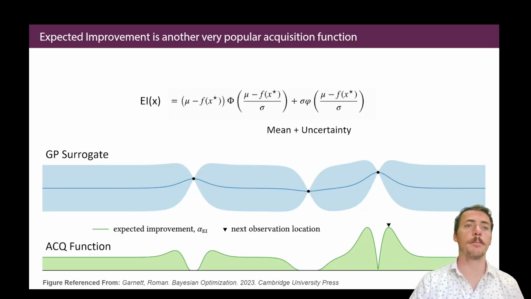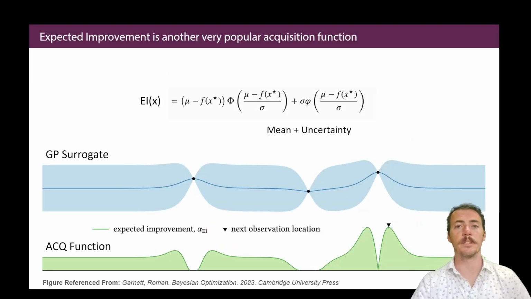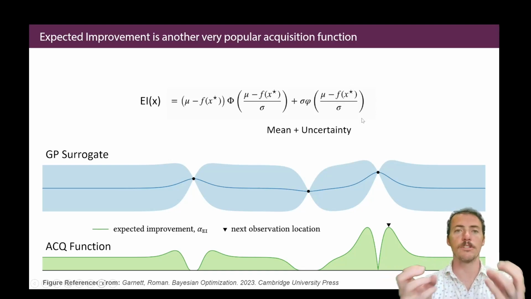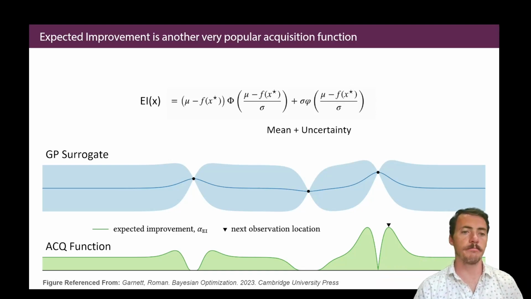Another really popular one is expected improvement. The equation looks like this. You've got some mean minus your function, right? You've got terms representing your mean over here and your uncertainty over there. So you're adding contributions from both of those. And we could go on.